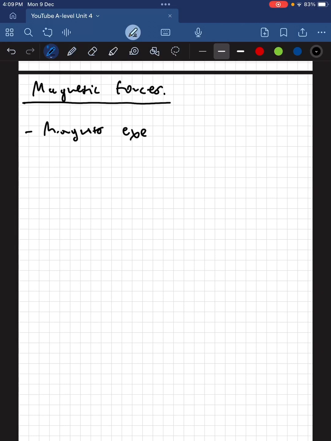Now let's talk about magnetic forces, and specifically the forces magnets exert on current carrying wires. Sorry, that was a mouthful. So magnetic forces. Magnets exert forces on current carrying wires.